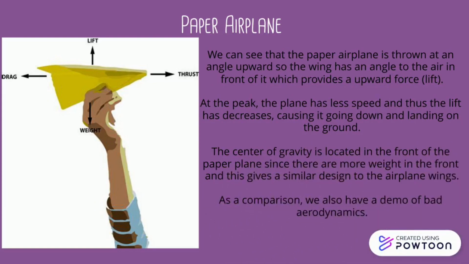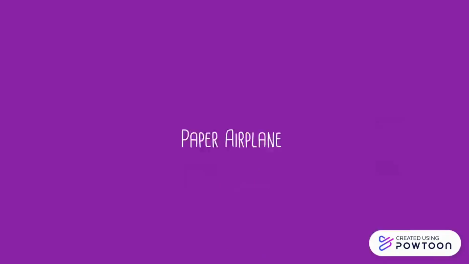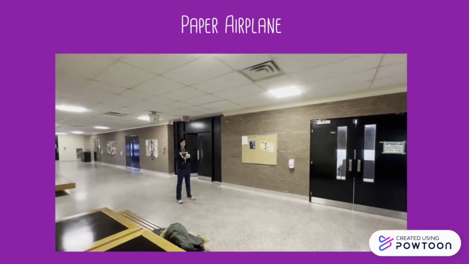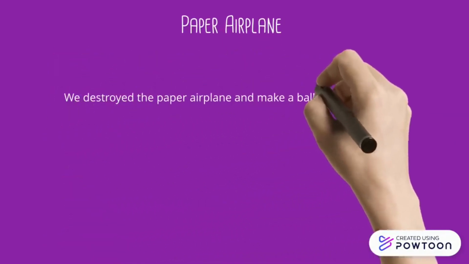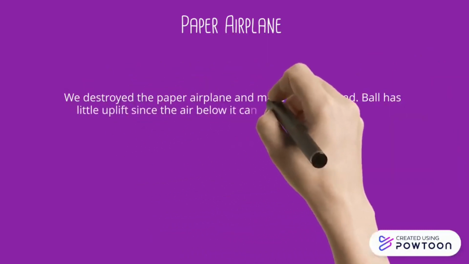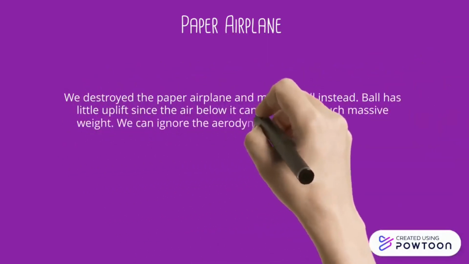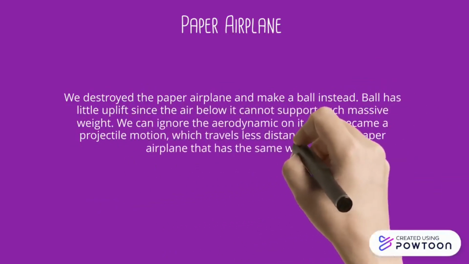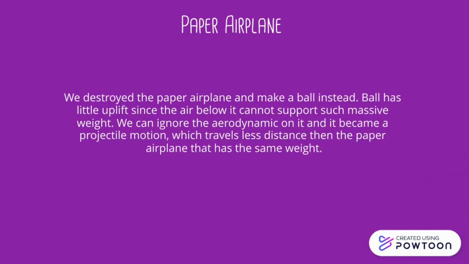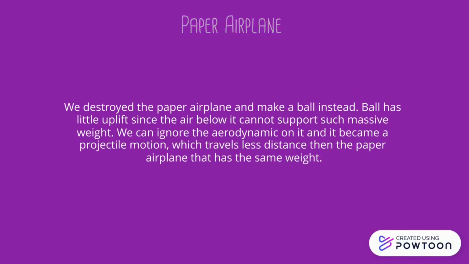As a comparison, we also have a demo of bad aerodynamics. We destroy the paper airplane and make a ball instead. The ball has little uplift since the air below it cannot support such massive weight. We can ignore the aerodynamics on it and it becomes a projectile motion, which travels less distance than the paper airplane that has the same weight.